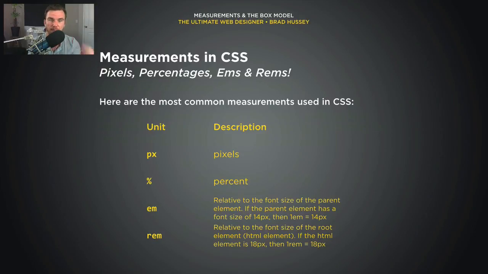So we have the pixel unit, we have the percent unit, we have the em unit, and em, just so you know, is relative to the font size of the parent element. So if the parent element has a font size of 14 pixels, then 1em is equal to 14 pixels. So it's kind of like math. If you were to say 2em, then that would be 28 pixels, and so on and so forth. So you'd use that if you wanted to use a size relative to its parent.